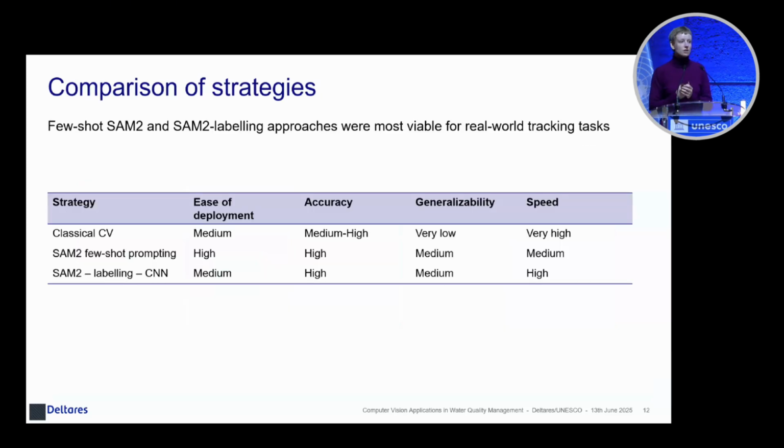Comparing these three methods shows that the classical methods are super fast and kind of easy to deploy, although you have to manually tune them. They have the con that they're often not generalizable enough for these types of experiments that have very complex and diverse conditions. But using SAM2 either as a labeling tool or tweaking it a bit so it can do few-shot prompting, it worked very well.